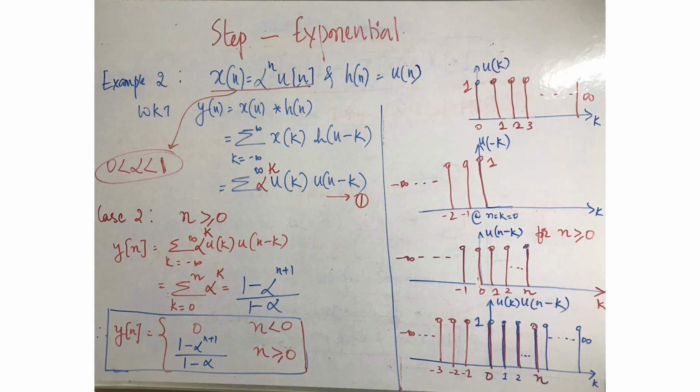Therefore, the convolution sum between an exponential signal and a unit step function is 0 for n less than 0, and it is 1 minus alpha to the power n plus 1 divided by 1 minus alpha for n greater than or equal to 0.